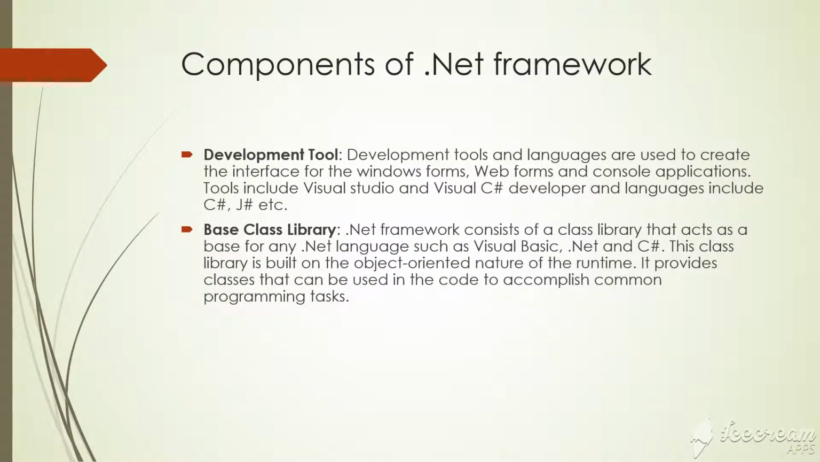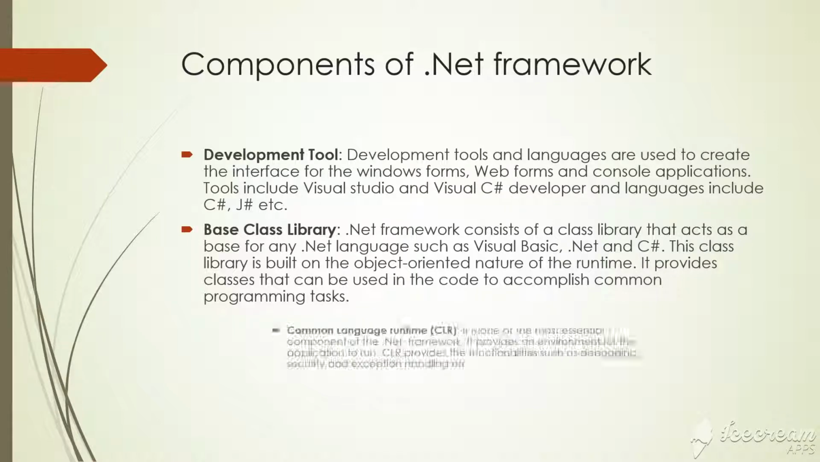Base class library. The .NET Framework consists of a class library that acts as a base for any .NET language such as Visual Basic .NET and C Sharp. This class library is built on the object-oriented nature of the runtime. It provides classes that can be used in the code to accomplish common programming tasks.